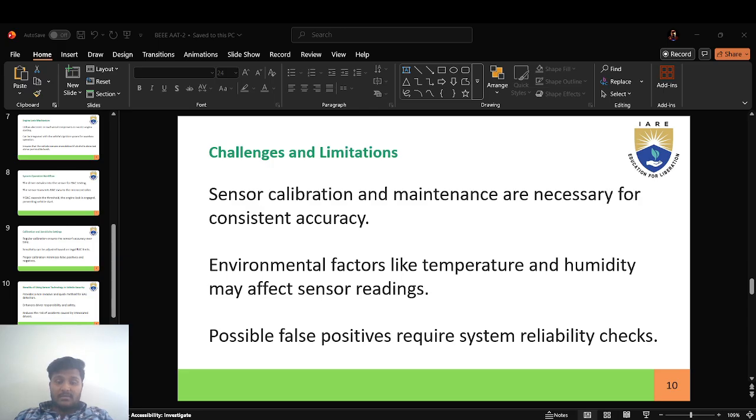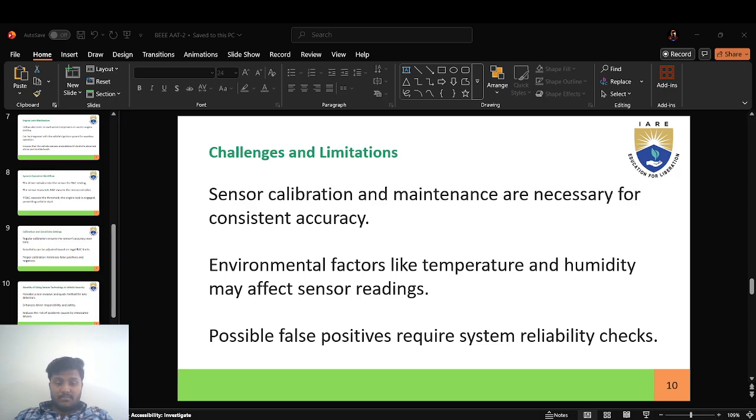Environmental factors like temperature and humidity may affect sensor readings. This means the sensor's performance can change if the weather is too hot, too cold, or too humid. These conditions can influence how the sensor detects alcohol, so the system must consider these factors to avoid wrong readings.